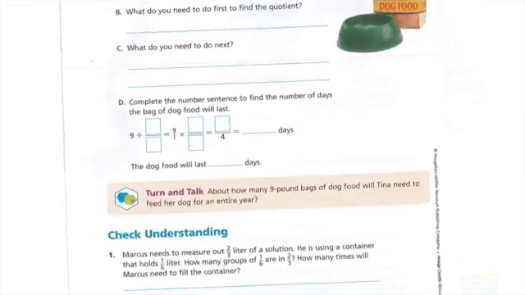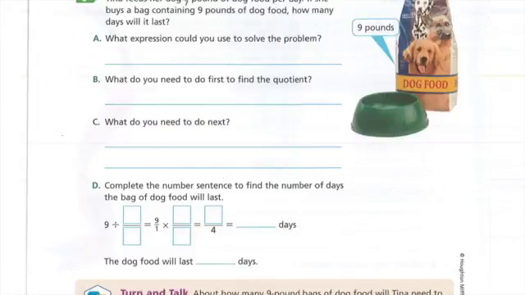All right, let's look at this last page. Tina feeds her dog 4/7 pound of dog food per day. If she buys a bag containing 9 pounds of dog food, how many days will it last? What expression could you use to solve the problem? So we're going to be dividing this dog food up each day. So how much did we start with? So the entire bag was 9 pounds, and we're dividing it each day. How much does the dog get each day? Correct, 4/7. So we're doing 9 divided by 4/7.